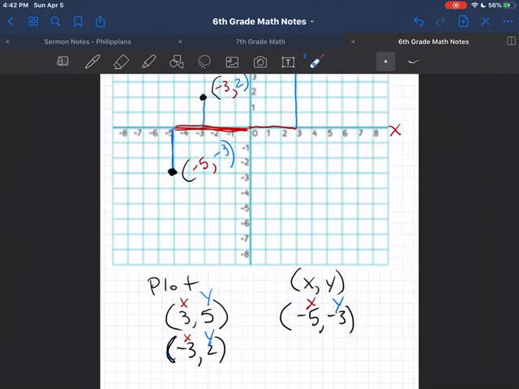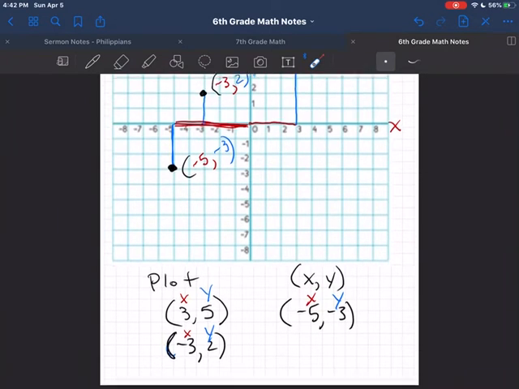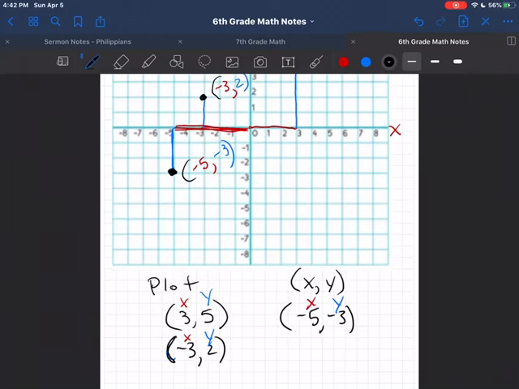Now we're gonna introduce something pretty cool here. I'm gonna plot what's called the reflection of this one. Now let's see what happens. So we have 3, -5. Instead of 3, +5, we have 3, -5. So what does that do? Well, we still go to 3, but now instead of up, we go down 5. And so this becomes 3, -5.